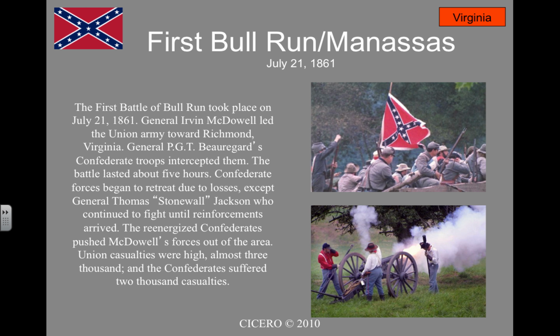What ended up happening in the first Battle of Bull Run is the Southern soldiers routed the North, and these people ended up scrambling back to Washington, D.C. A couple things that the battle showed: one, that the South wasn't going to give up very easily, and two, the North had a lot of work to do.